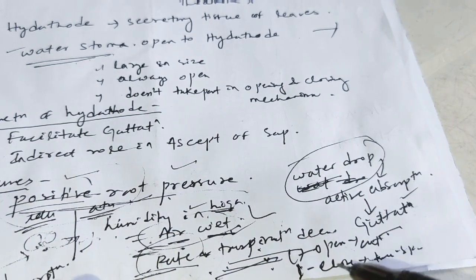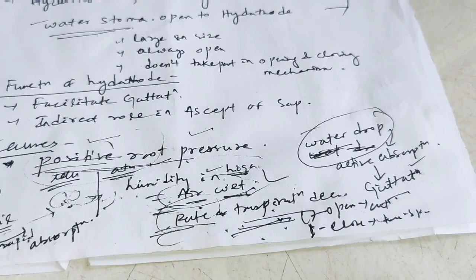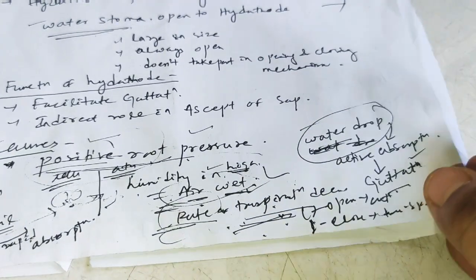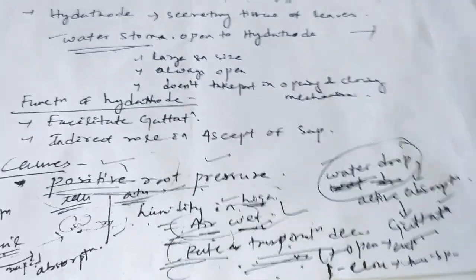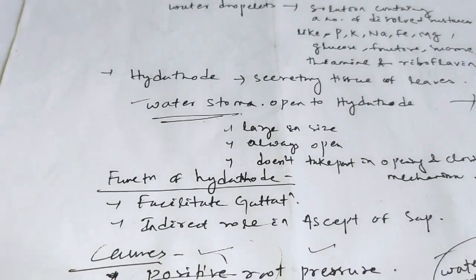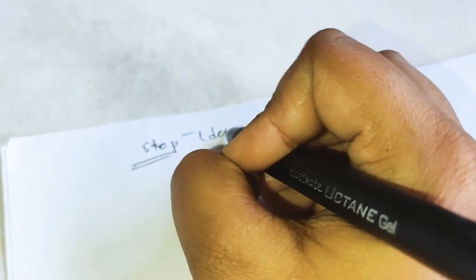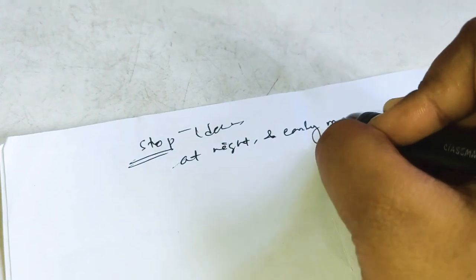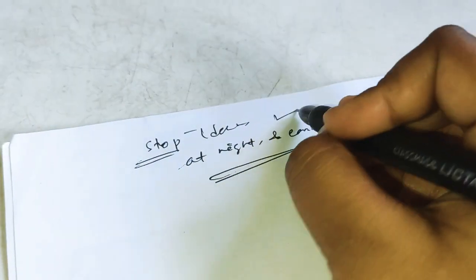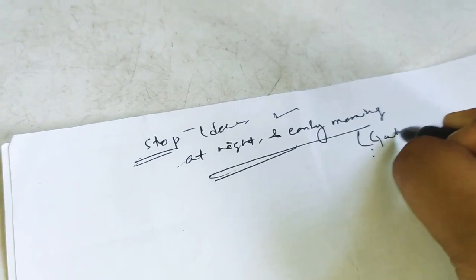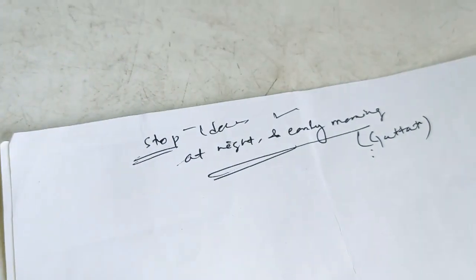But what about the case of night and early morning? You also know I already posted about the periodicity of stomatal movement. Here, what happened? Okay, so what happened in that case? Mostly the rate of transpiration decreases at night and early morning, and that time is suitable for guttation because of the absence of transpiration at that time.